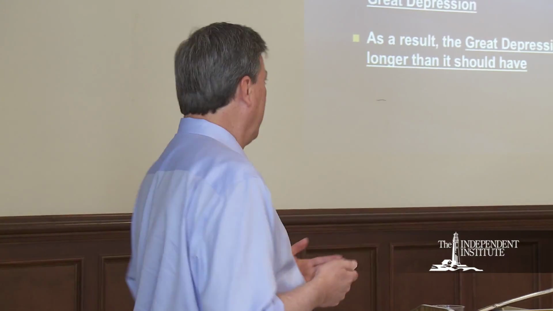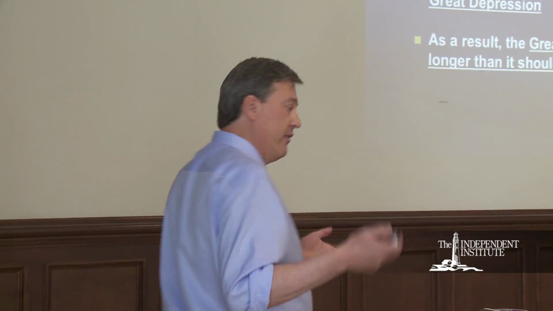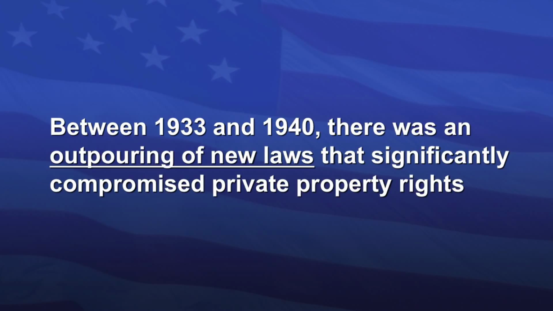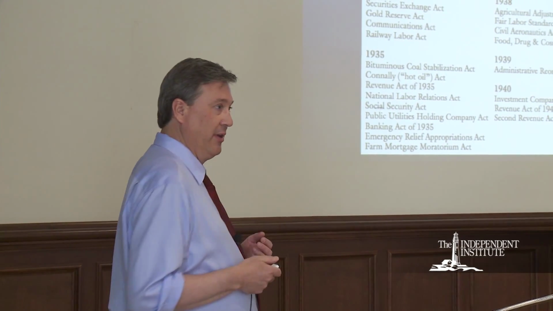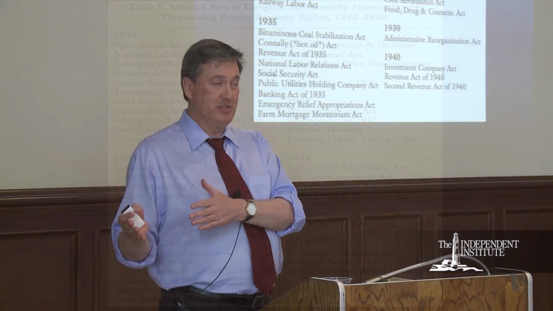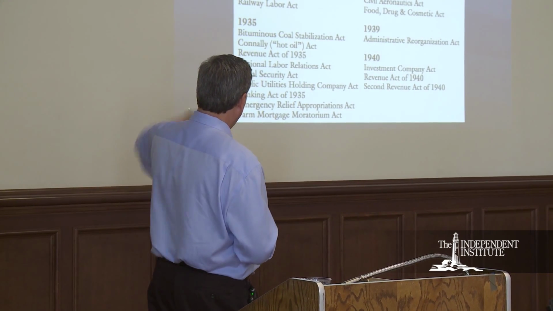So what are the sources that Bob identified prior to and during the Great Depression that created all of this uncertainty? The first was a huge outpouring of new laws between 1933 and 1940 that significantly compromised people's expectations about what their property rights would be in the future. So look at this list. This is from his original paper. Just in this 8-year period, look at all these laws that were passed. I mean, significant laws that really changed the relationship between the individual and the businessman and their government. So things like the Securities and Exchange Act, various revenue acts.